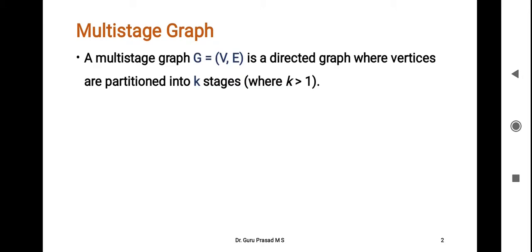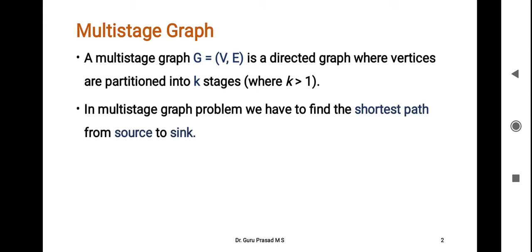A multi-stage graph G equal to (V, E) is a directed graph where vertices are partitioned into k stages, where k is greater than 1. In multi-stage graph problems, we have to find the shortest path from source to sink.